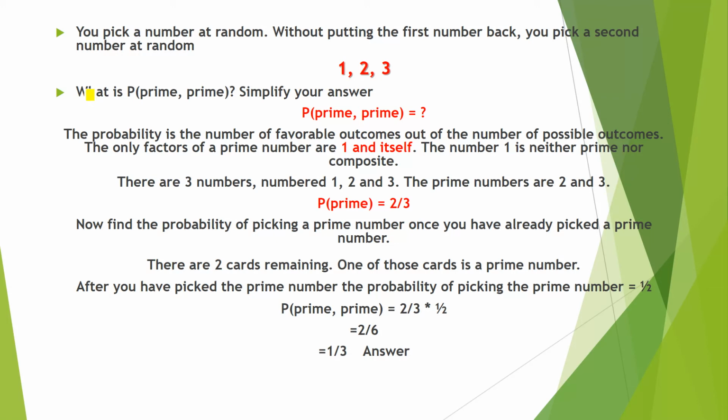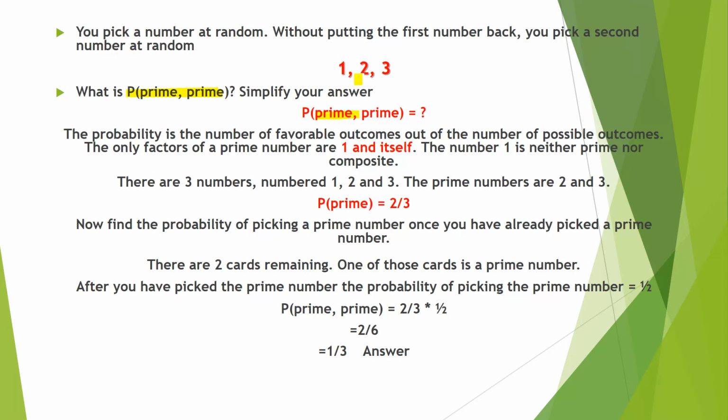So the question is, what is the probability of prime, prime? It means first you have to find the probability of a prime number, and then again the probability of a prime number. So P of prime, prime. The probability is the number of favorable outcomes out of the number of possible outcomes. This is the definition of probability. But we have to find out what prime means. The only factors of a prime number are 1 and itself.